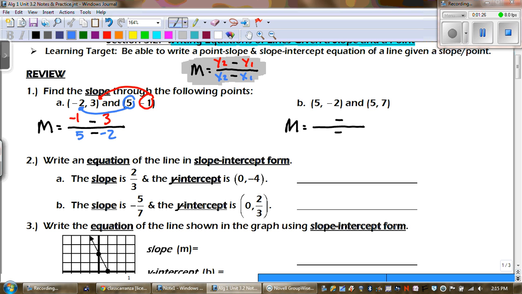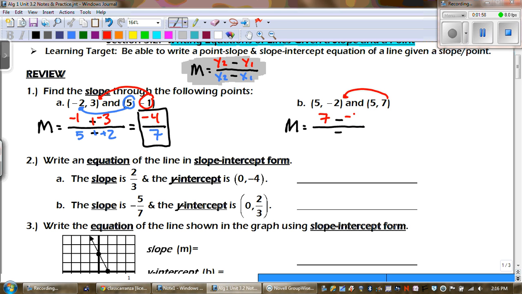So on the top, I have -1 minus 3. If you need to click to know that that is a -4, go ahead. And on the bottom, 5 plus 2. 5 plus 2 is 7. Can I simplify that? Nope. That's our answer. All right, let's look at the next one.